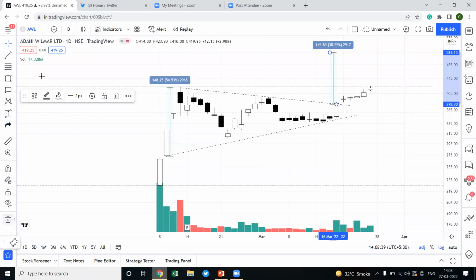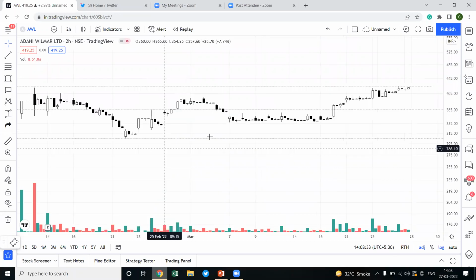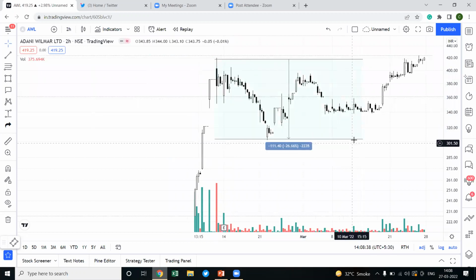Otherwise, you can go to the lower time frame as well. You can see that it is forming a BCP kind of formation as well. Over here, you can derive another target from the 100 level. So here as well, the price target according to the BCP as well as the symmetrical triangle would be the same, 520 to 525 levels.